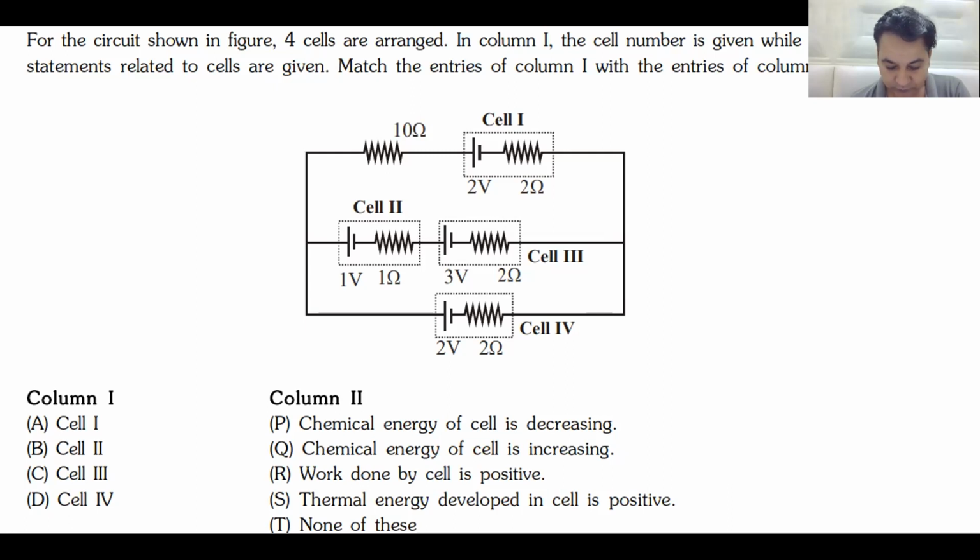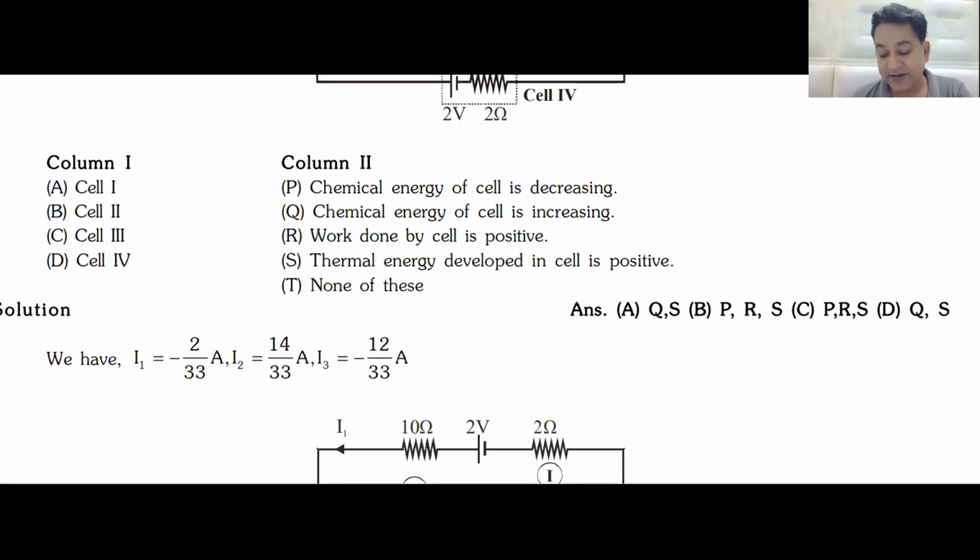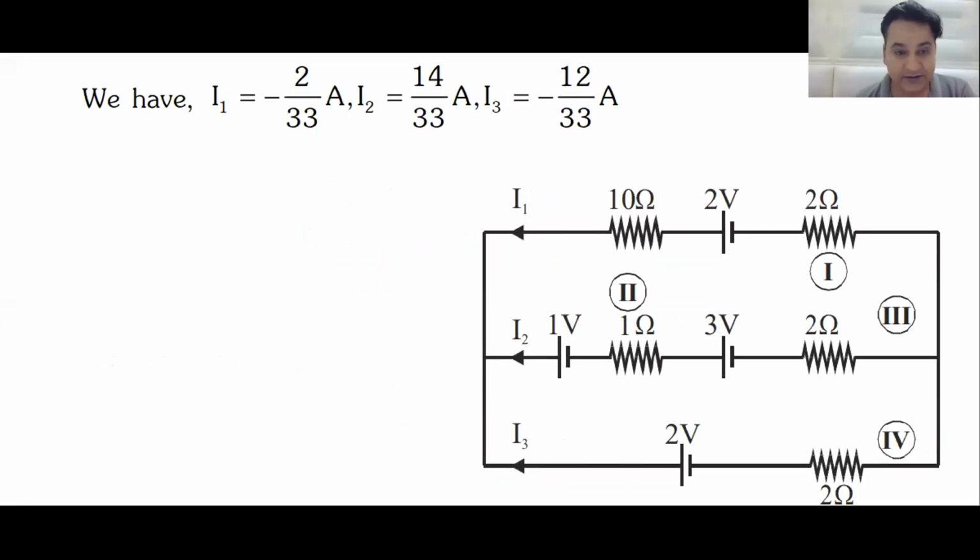So A to Q, B to R, C to P, D to S. Well, the correct answers are like this. Remember, it's a multiple matching type. Do we understand this is a multiple matching type? Yes, sir. So first of all, what you got to do is solve the circuit here. I think that would be simple. Did you get the same answers as like this?